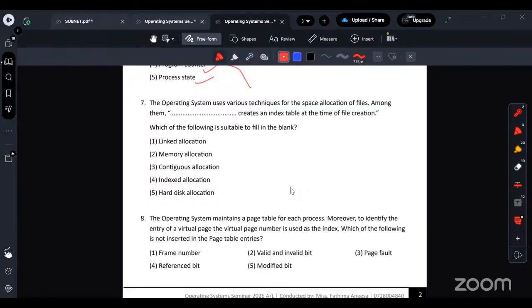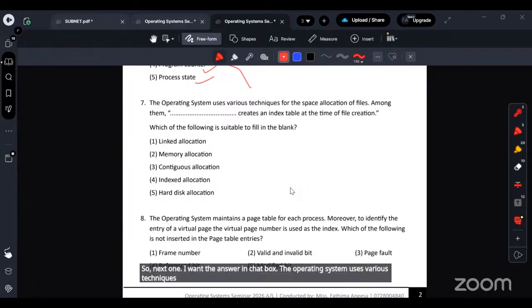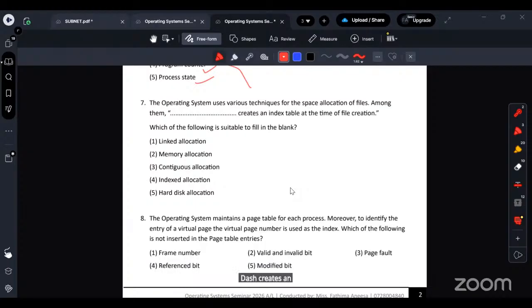So next one, I want the answer in the chat box. The operating system uses various techniques for the space allocation of files. Among them, dash creates an index table at the time of file creation. See, again, they're asking about types of allocation in file management. Okay, good. Yes, so it is index allocation.